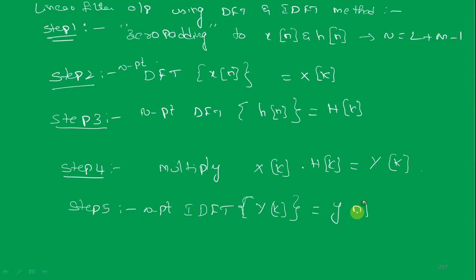This is nothing but y of n, which is the required result. Filter output response. Okay, right? So these are the steps we should follow. Now, first step: step 1.